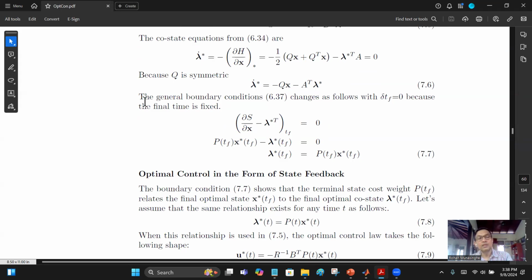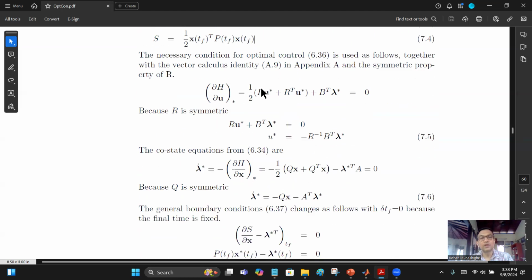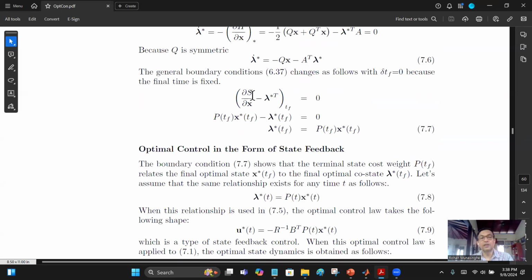So the general boundary condition, 6.37 again, has been derived earlier. It says that if you look at the final cost S of the system, the final cost at the endpoint, and differentiate with respect to x minus the Lagrange multiplier transpose, it is equal to 0. This is a boundary condition, with delta TF equal to 0.